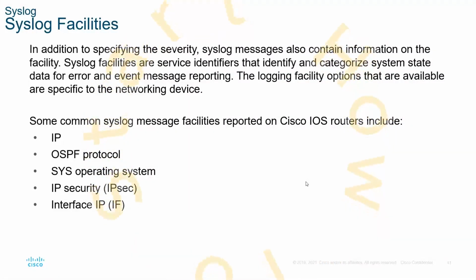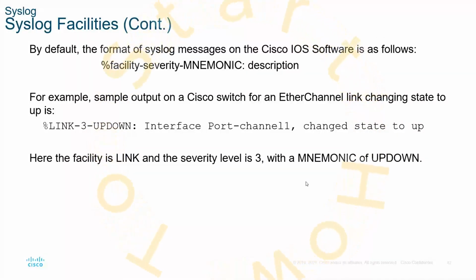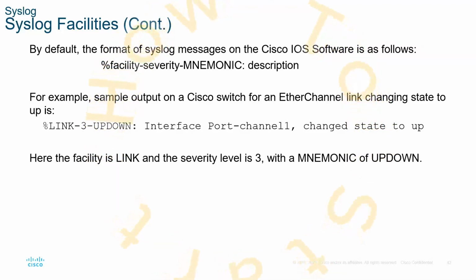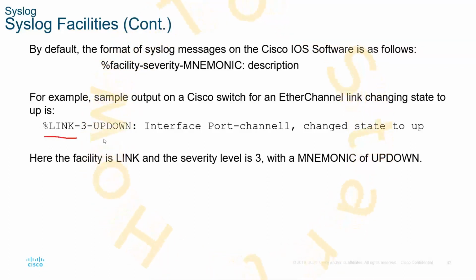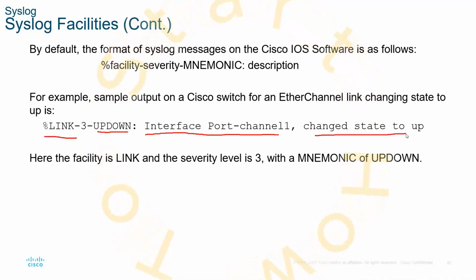Our facilities, basically our device can generate logs based off of anything. Interface, the operating system, the protocols. Normally, if we turn on or turn down an interface, throughout our labs we've seen something similar to this. We have a link 3. It is up. The interface port channel has changed to the status up. Notice link 3, it's a level 3.